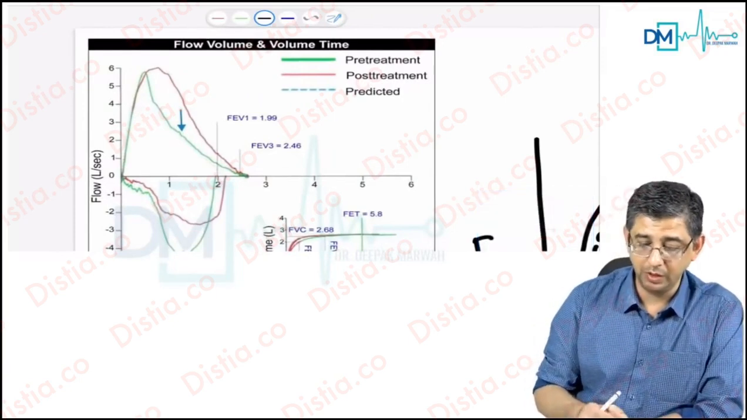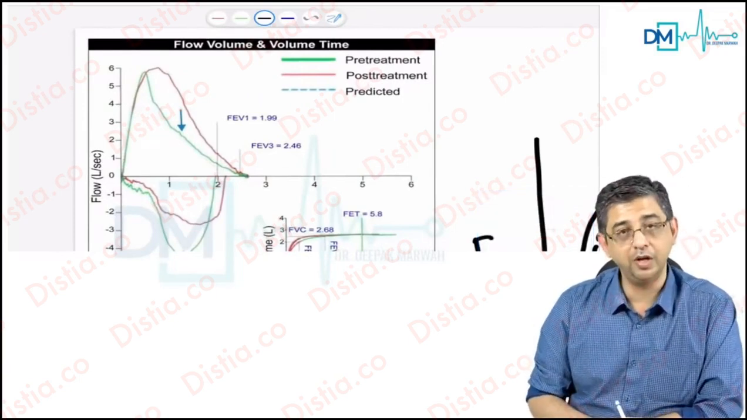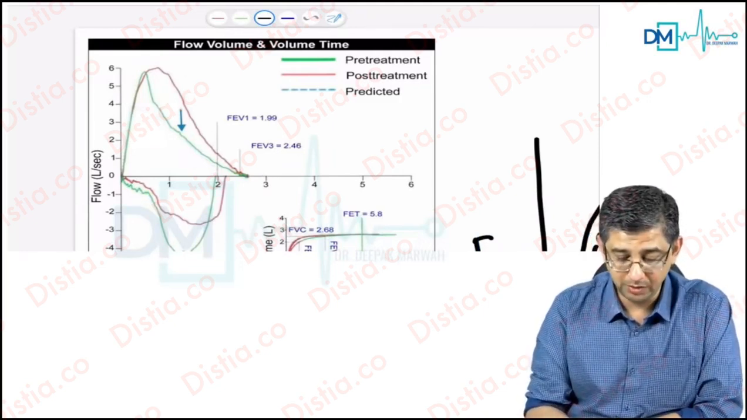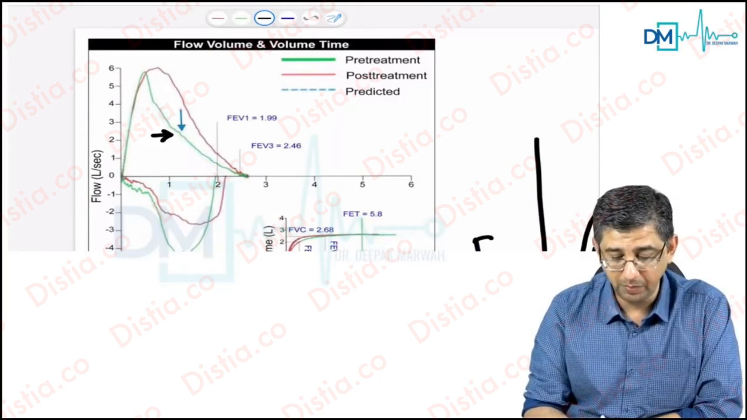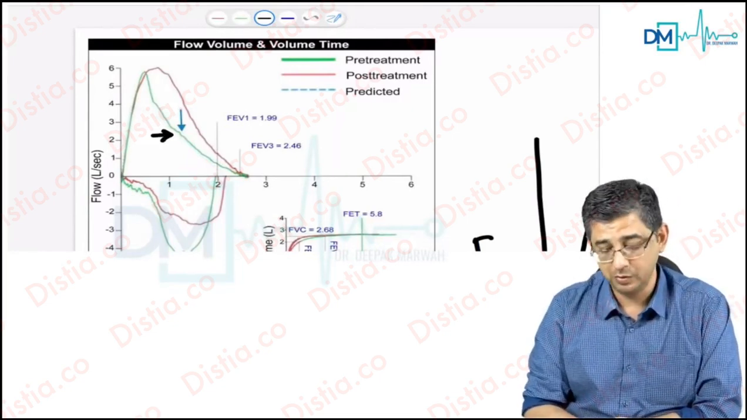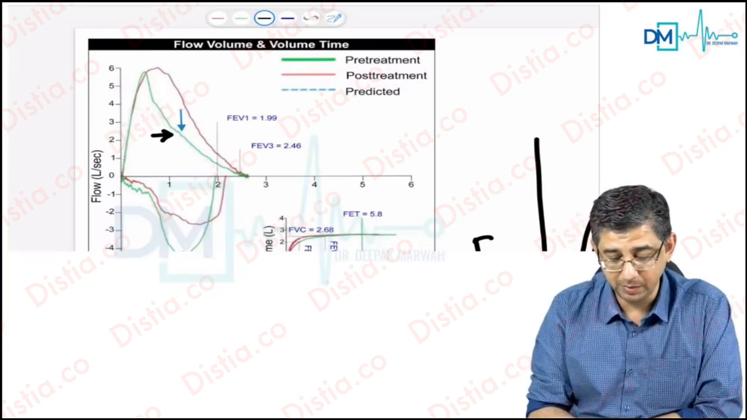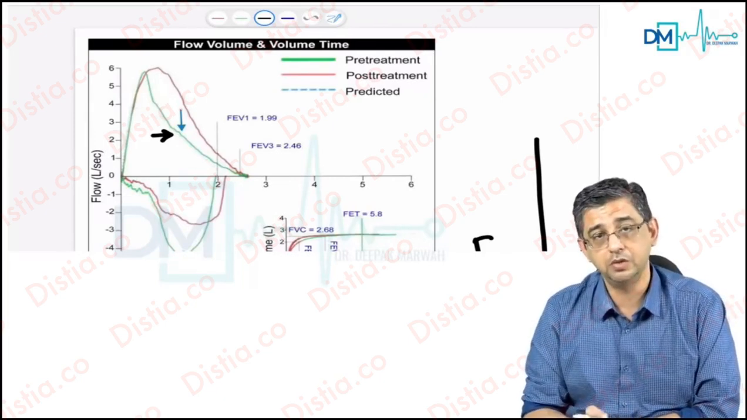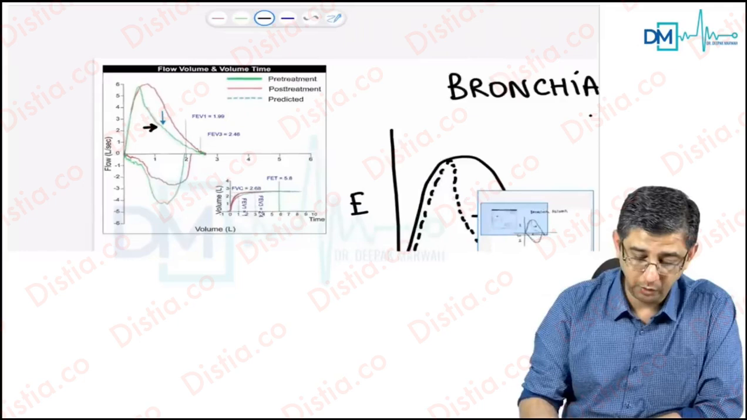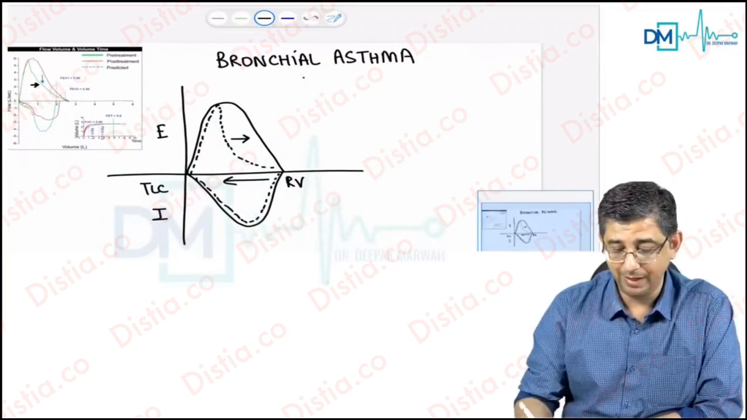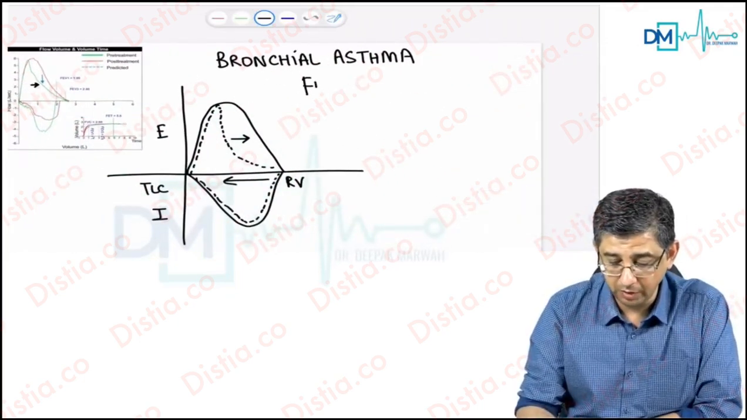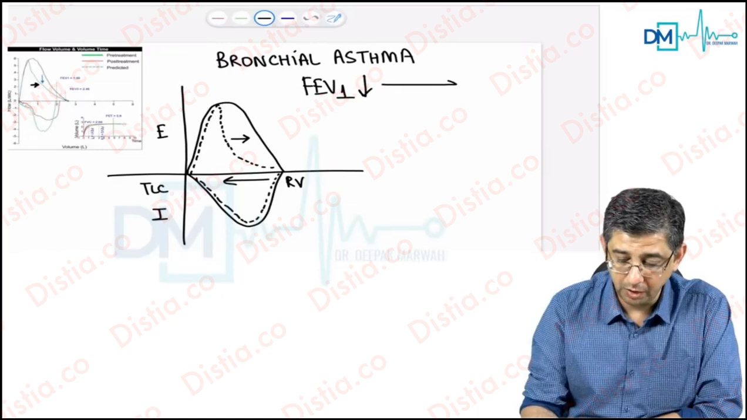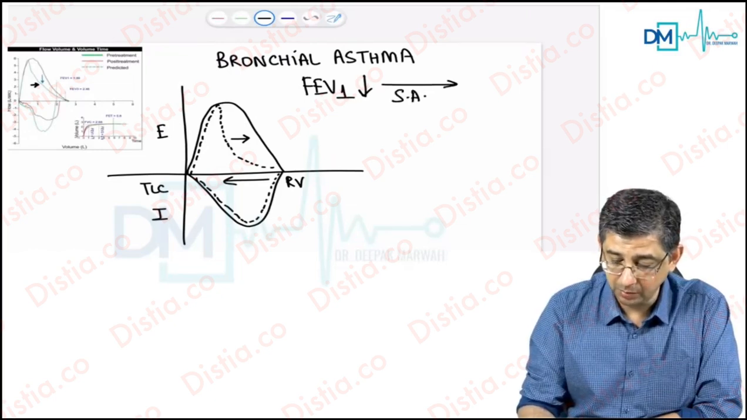You can notice the green curve is the pre-treatment recording of the patient, and the red is the post-treatment recording of the patient. You can notice that there is a scooped out or a concavity part in the expiration with respect to a flow volume curve, but that has substantially improved after giving salbutamol or a short-acting beta-2 agonist to the patient. What I wanted to highlight here before you is that asthma is a reversible airway disorder. Reversibility can be demonstrated by giving a short-acting beta-2 agonist to the patient.